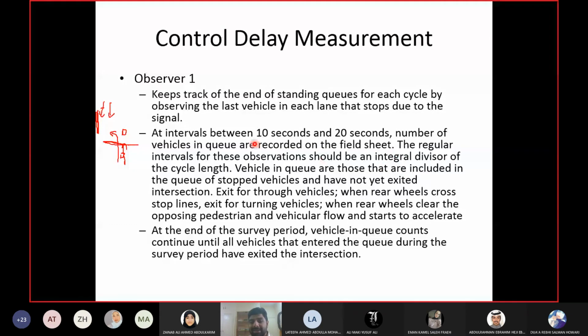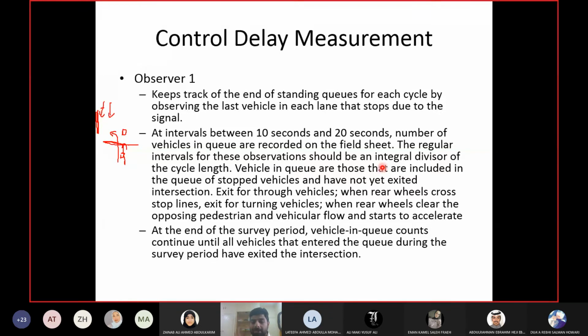So 10 seconds can be taken as an integral divisor of 60, right? 60 upon 10 gives you 6. Can I take 11 as an interval? No, because 60 upon 11 will give you a fraction. It will not be an integer. Can I take 12?